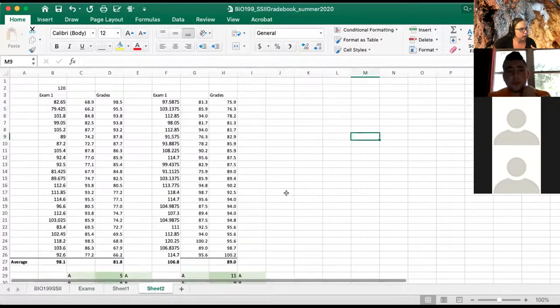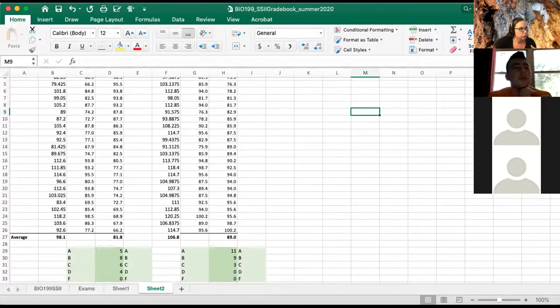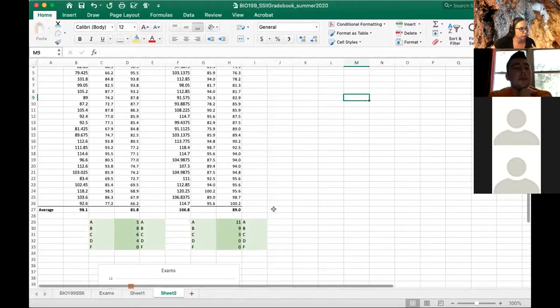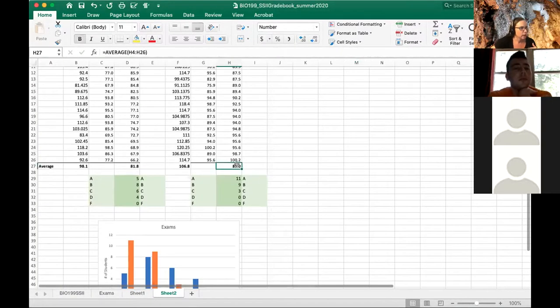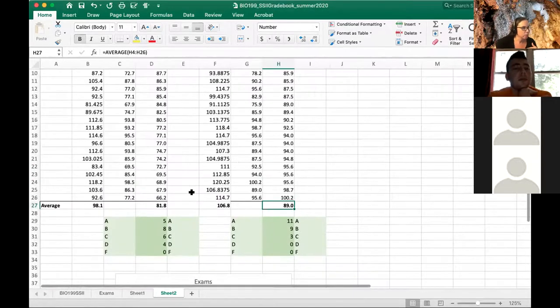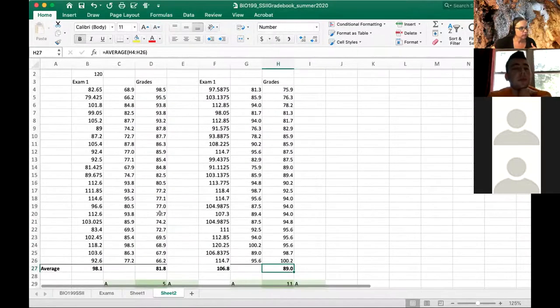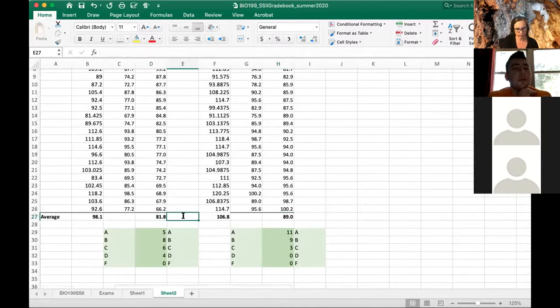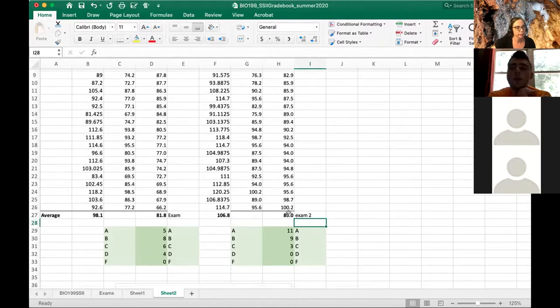This sheet just shows all of the grades, and I'm really just showing it to you so that I can highlight the average grades. From exam 1, the average was an 81.8. For exam 2, the average is a little higher. It's actually closer to an A. Exam 2's average was an 89.